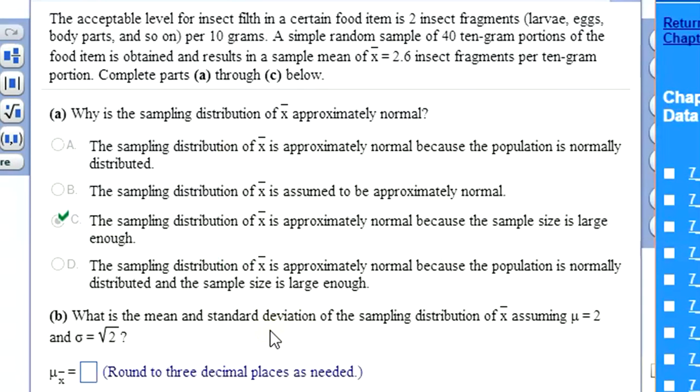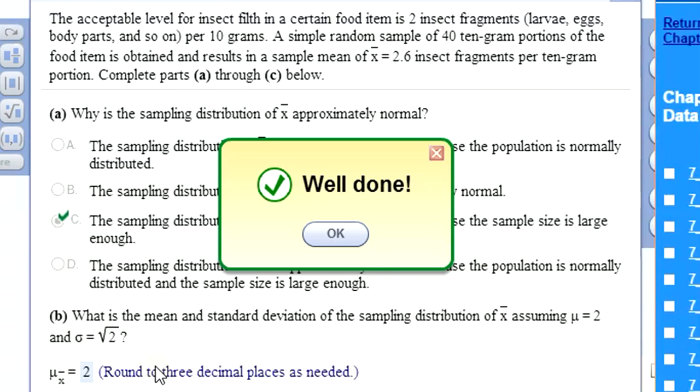Okay, what is the mean and the standard deviation of the sampling distribution, assuming mu equals 2 and sigma equals square root 2? This is to say the population has a mean of 2 and a standard deviation of square root of 2. Well, that means that the sampling distribution will have a mean of 2 also.